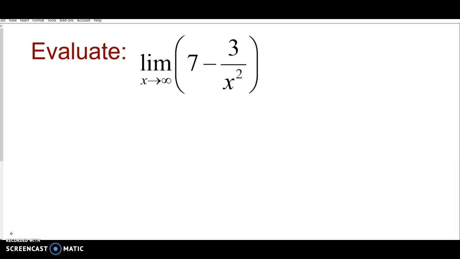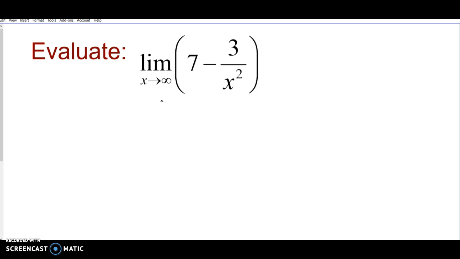So, it says evaluate the limit as x approaches infinity of 7 minus 3 over x squared. So again, what's different is now that we have x approaches infinity, or in some of the problems, negative infinity. So, let's have you guys try this, think about it. If you're totally unsure, then go ahead, put me on pause, and then we'll talk about it. So, go ahead and try.